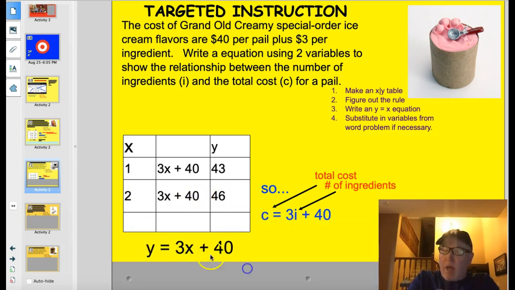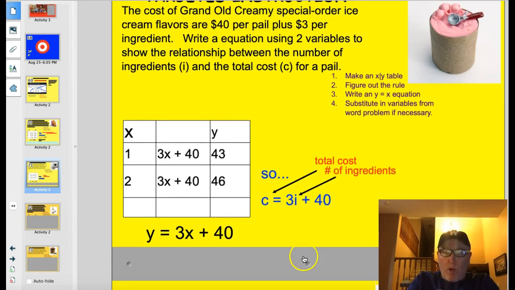So it looks like my y equals x statement here is that y is equal to 3 times whatever x is plus 40, and x is the number of ingredients. So substitute in their variables, the total cost C is equal to $3 times the number of ingredients plus 40. All right, we just worked our way right through those two very quickly.